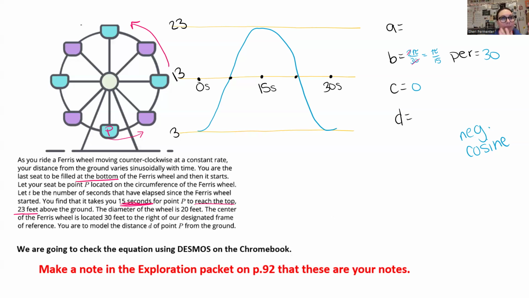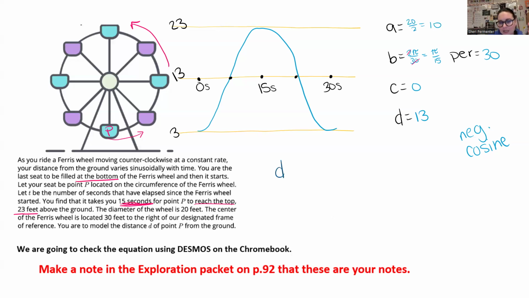What's my amplitude? How do you know that it's 10? Yes, you can take the diameter and divide it by 2. So we know that the amplitude is 10. Good job. What's our midline? 13. Now I'm ready to make my equation. I know everything. So does it matter that the center of the Ferris wheel is 30 feet to the right of our designated frame of reference? No. It matters to Clayton, but it doesn't matter when we're making our equation.